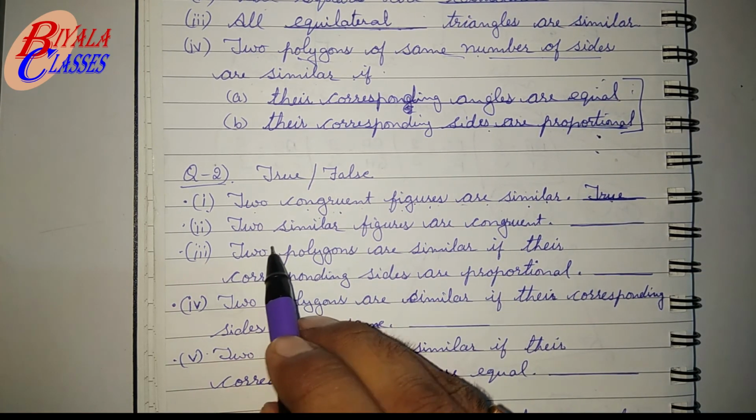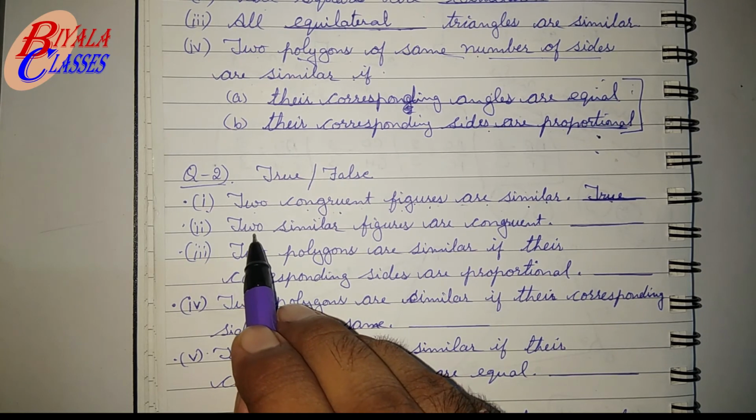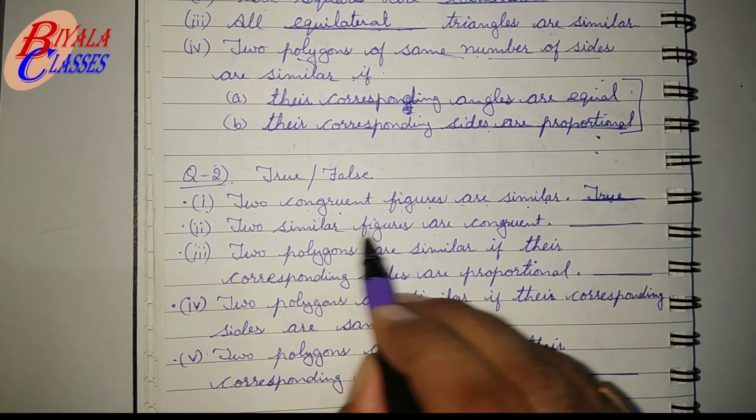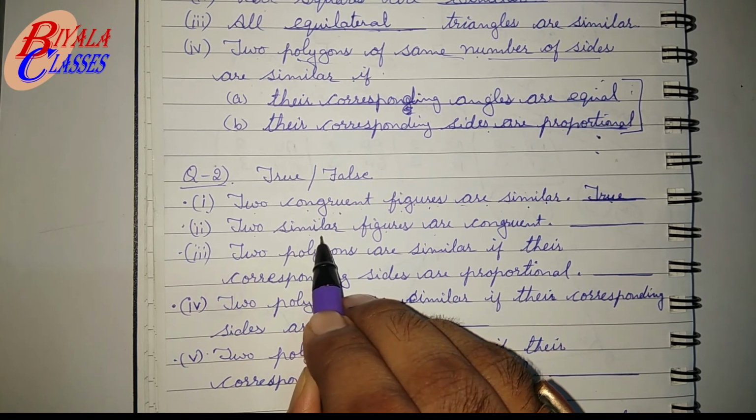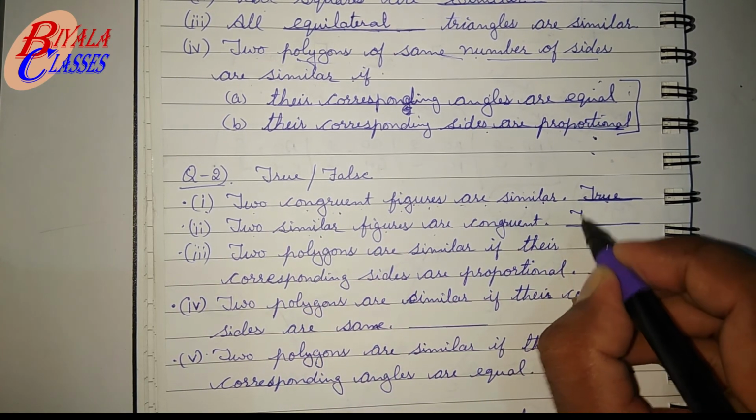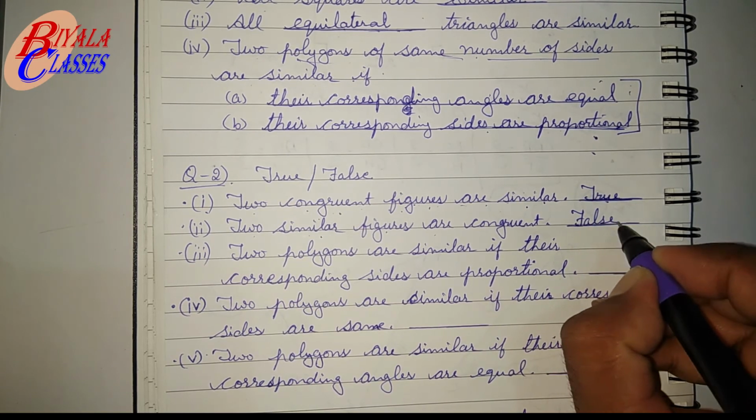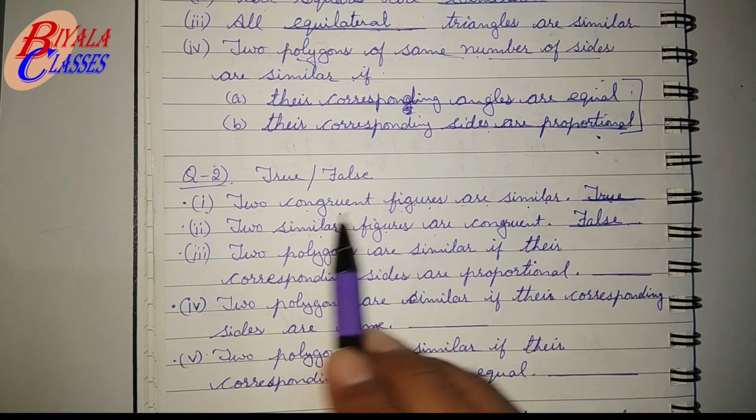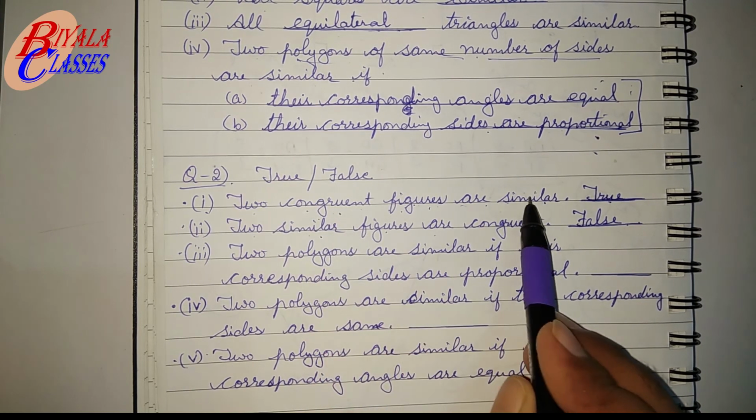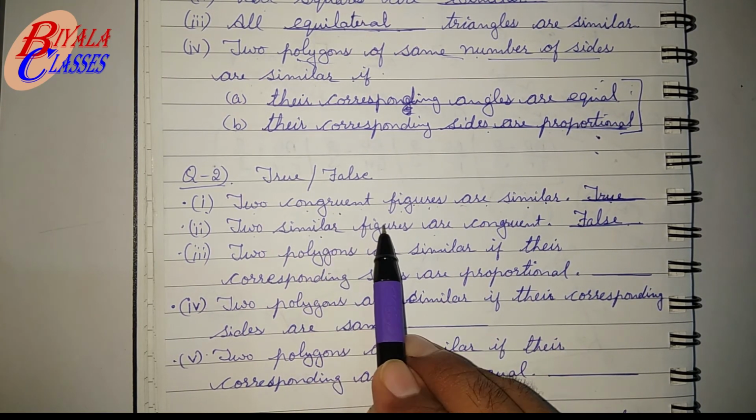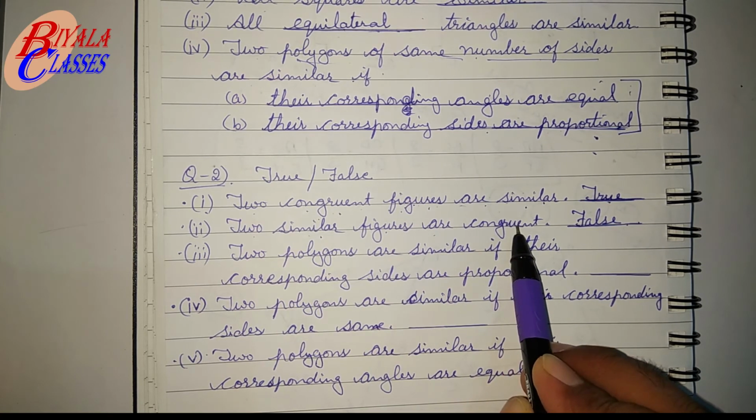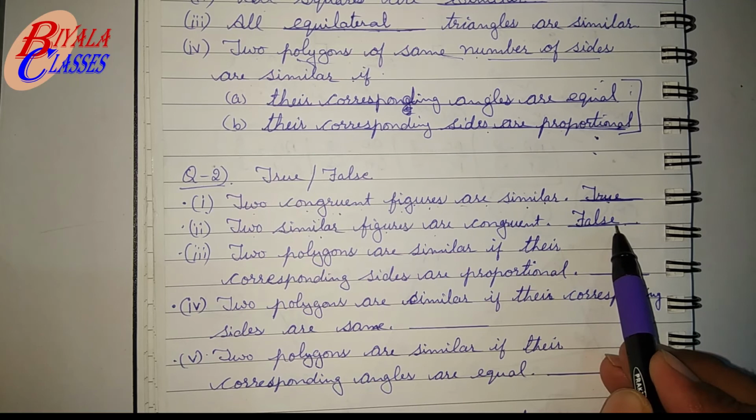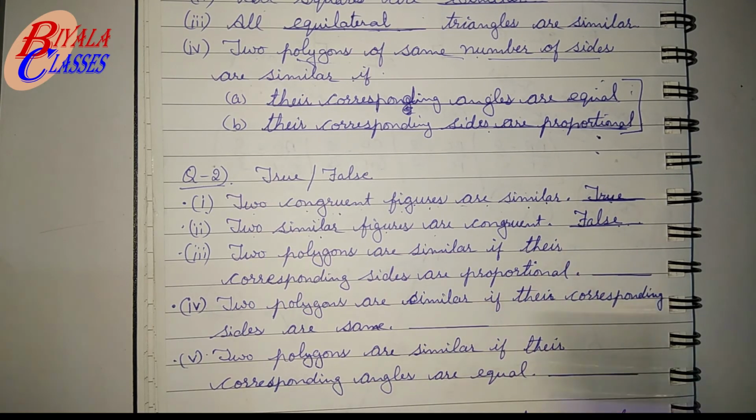hence it is true. Whereas the vice versa is false, that is, two similar figures are congruent. If you are given two figures which are similar to each other, they will not necessarily be congruent to each other, so it is false. So here what you come to know is that congruent figures can be similar, but similar figures are not always congruent. They may be and they may not be, so we take the not part, that is false.